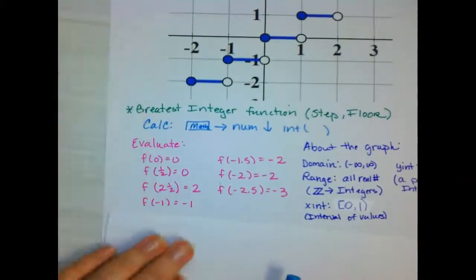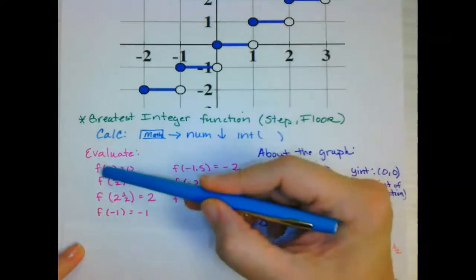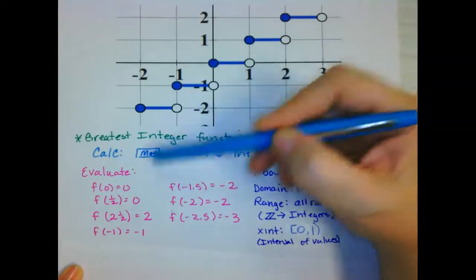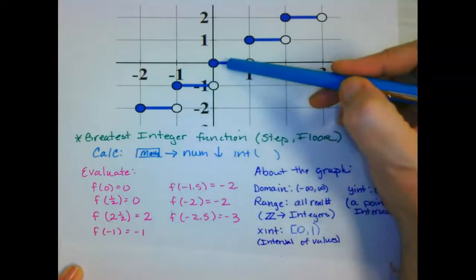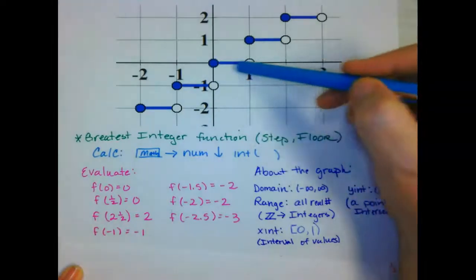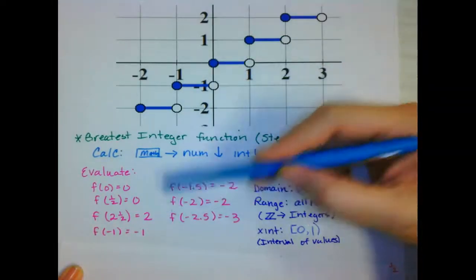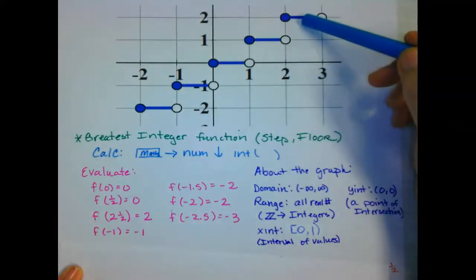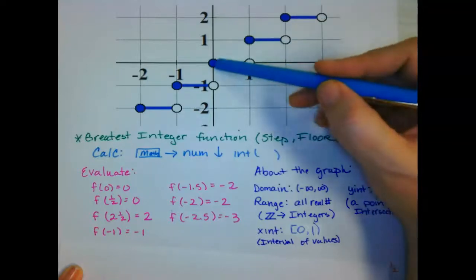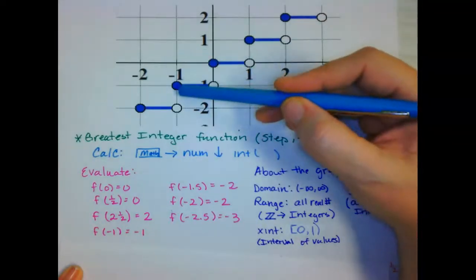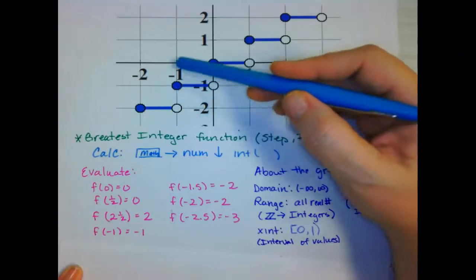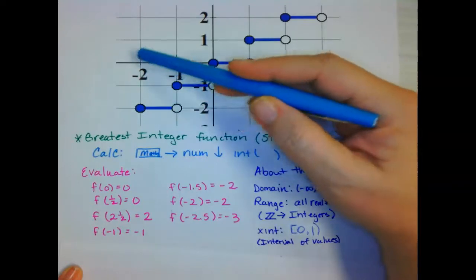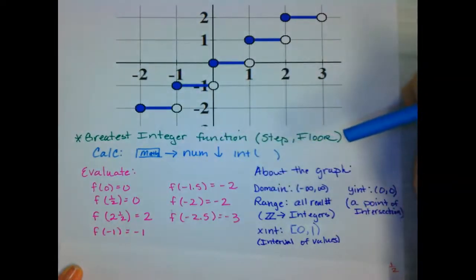So let's evaluate and look at the graph. If we evaluate f at 0, then at 0, the function value is also 0. At f at 1/2, so I'm right here, the function value still is 0. So you can see anything here has a function value of 0. If I go to 2.5, the function value is all the way up here at 2. If I go the other way and I go to -1, the function value is down here at -1. If I go to -1.5, the function value here is down at -2. If I go -2.5, then I would see the function value is down at -3.